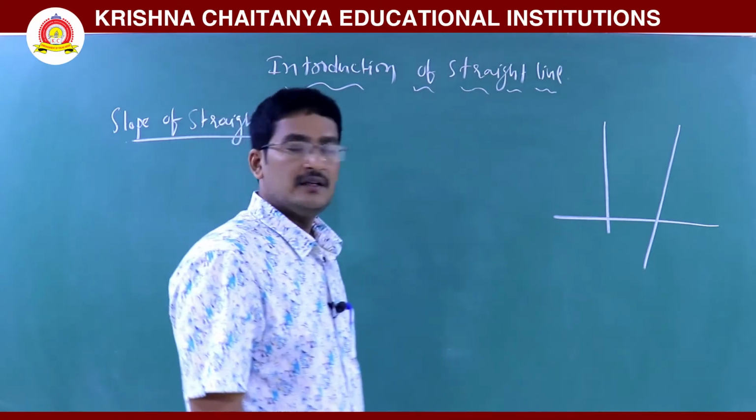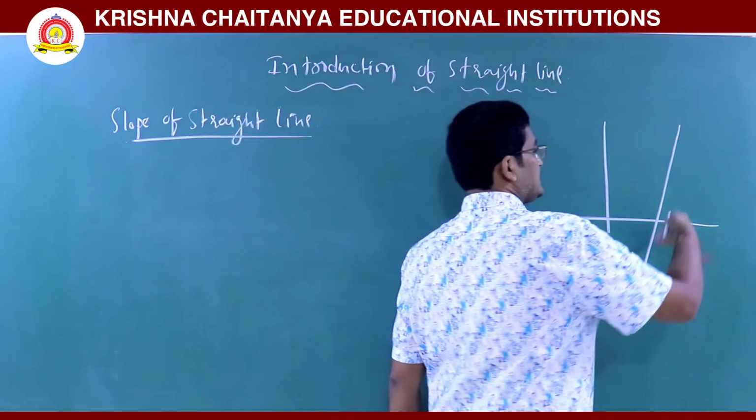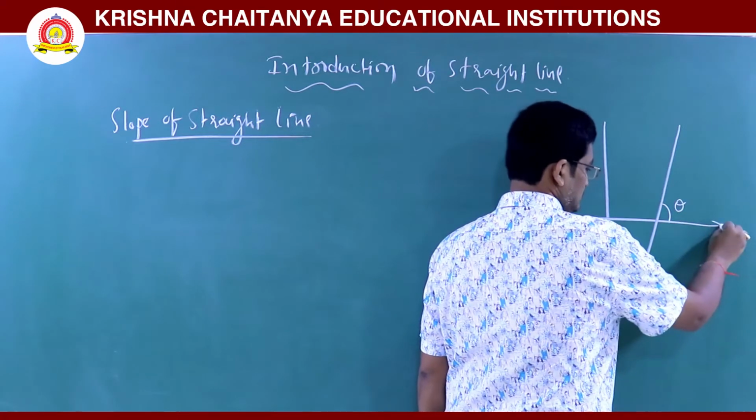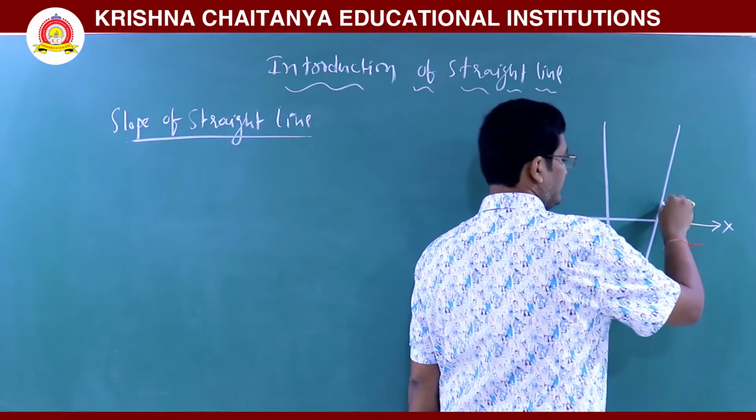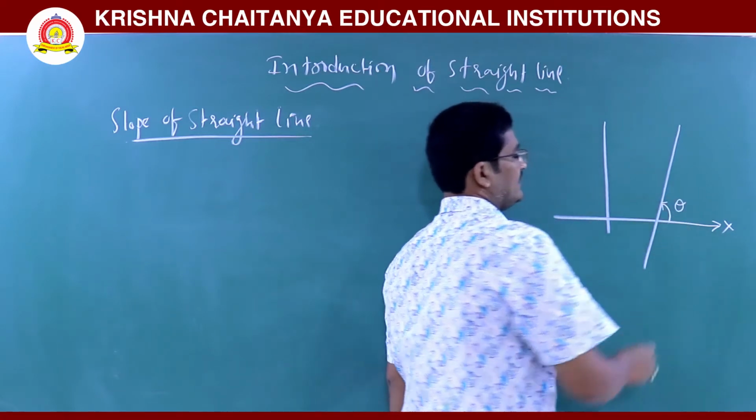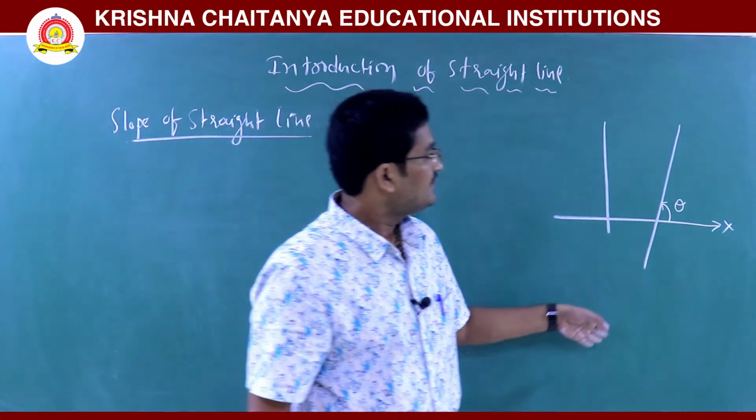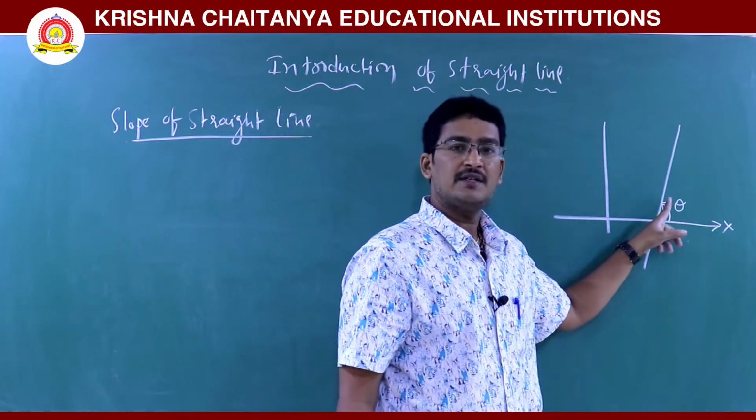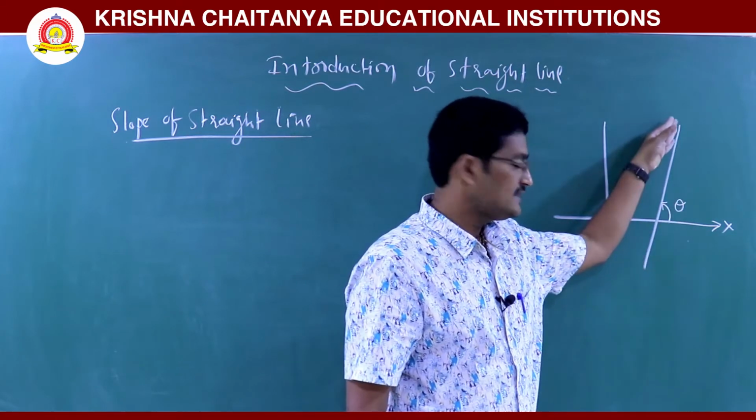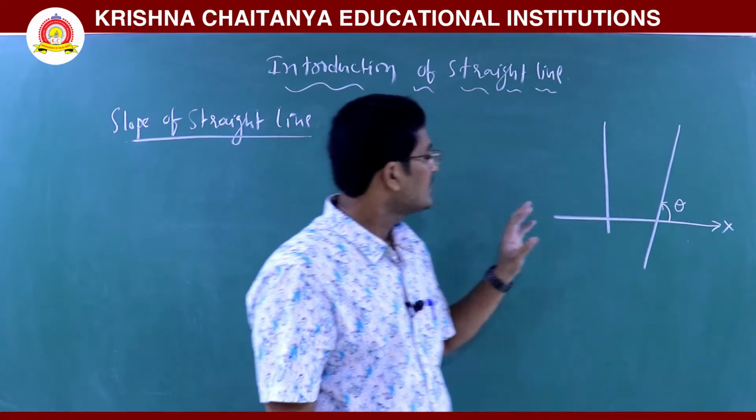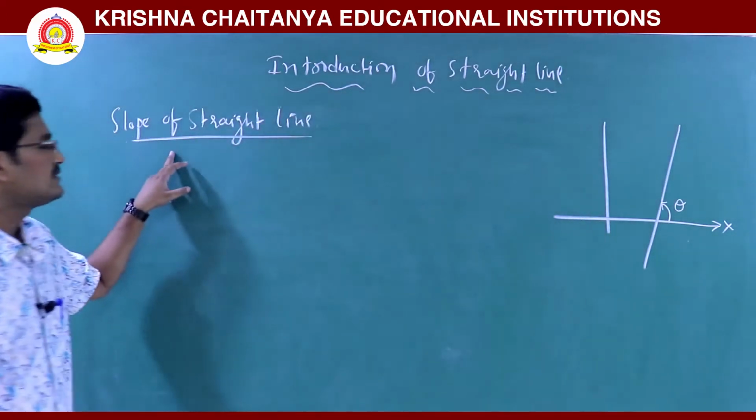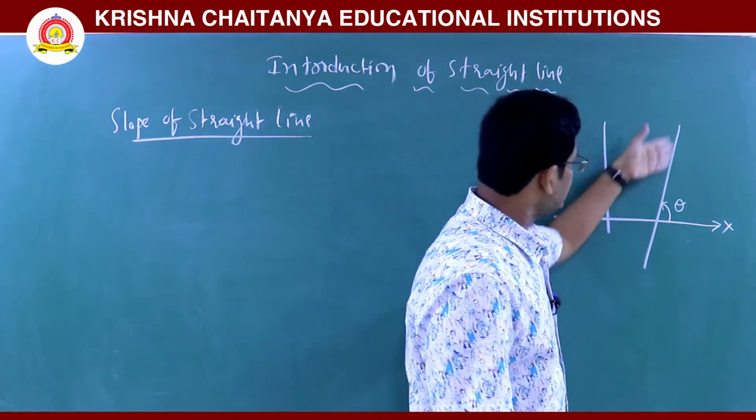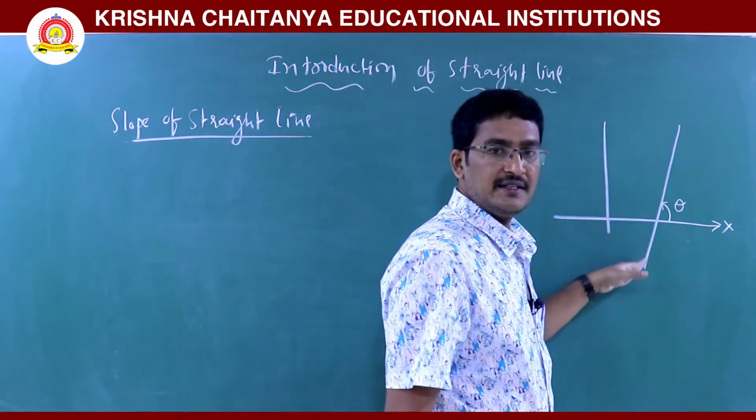That means this line makes an angle theta with the positive direction of x-axis in the anti-clockwise direction. We have to take this theta as the inclination of this line, you know. Now, what is the definition of slope of the straight line? What is the slope of this straight line is the question there.